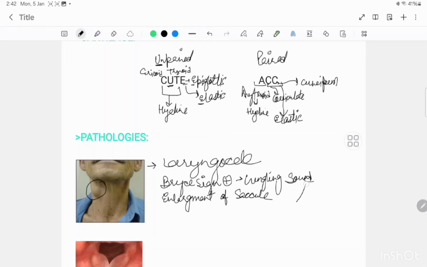The endoscopic view is like this. So this is laryngocele. It can be present externally, and if it is present externally, it is through the thyrohyoid.